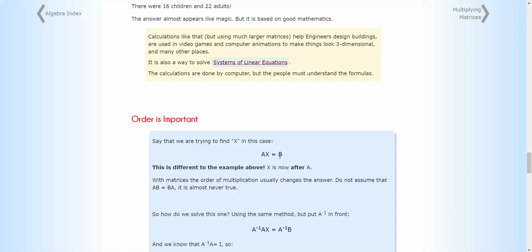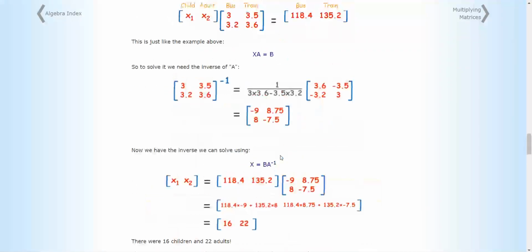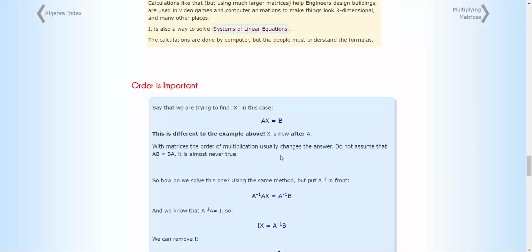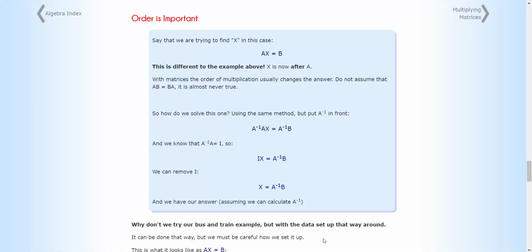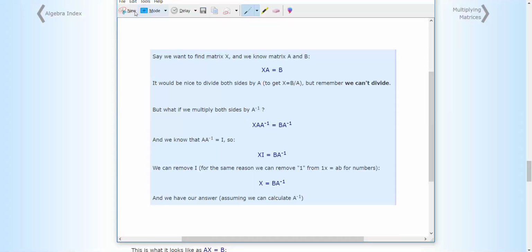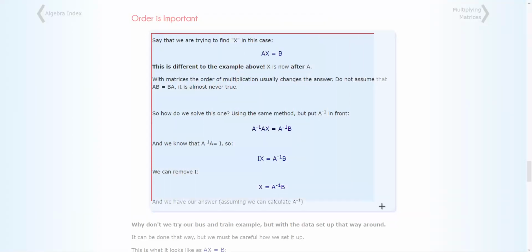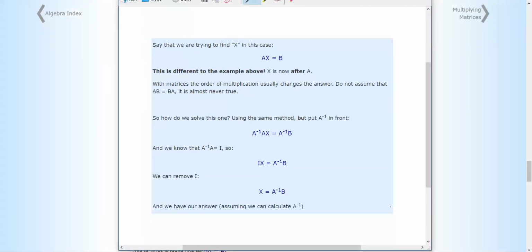Order is important. This is different to the example above. X is now after A. It's not XA. Okay. With matrices, the order of multiplication usually changes the answer, noticing that AB does not equal BA, no commutative property. So how do we solve this one? Using the method, and we know that, okay, this is important to keep in mind.